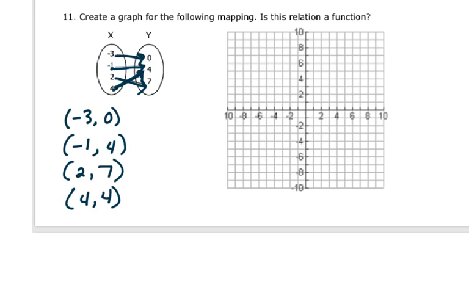So I'm going to take each of these ordered pairs, starting with left 3 and then 0. Then left 1, up 4. So graph each of those ordered pairs, and then tell me if it is a function or not a function.